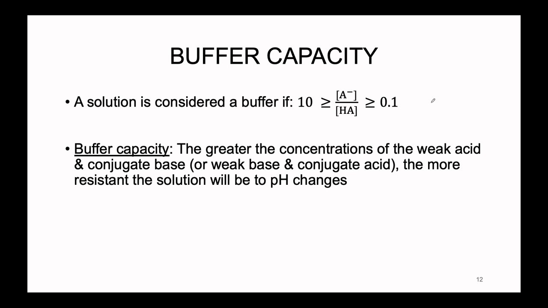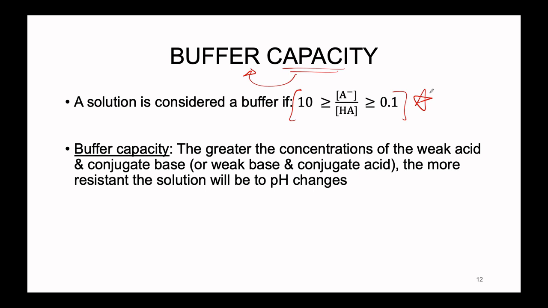Okay, so how do we know that a buffer is a buffer? Let's say, for instance, in the first example, we had some HF, there was no conjugate base present, but through the neutralization reaction, we created some sodium fluoride. Was that a buffer? How do we know? The buffer capacity, or the capacity with which a solution can be considered a buffer, is according to the definition below. If your conjugate base to weak acid proportion is somewhere between a magnitude of 10 and 1/10, you're working with a buffer. You are working with a solution that is going to be resistant to pH change.